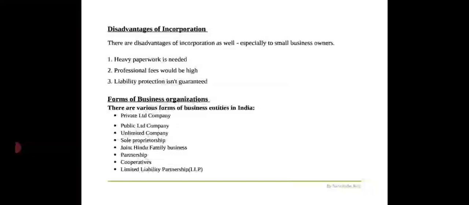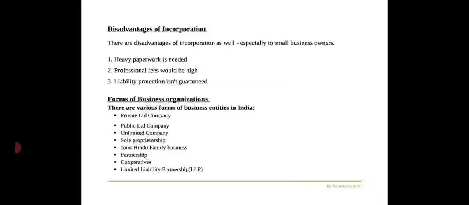The next form of business organization is joint Hindu family. Joint Hindu family is a form of business organization wherein only the members of the family can own and manage the business. It is governed by the Hindu law.